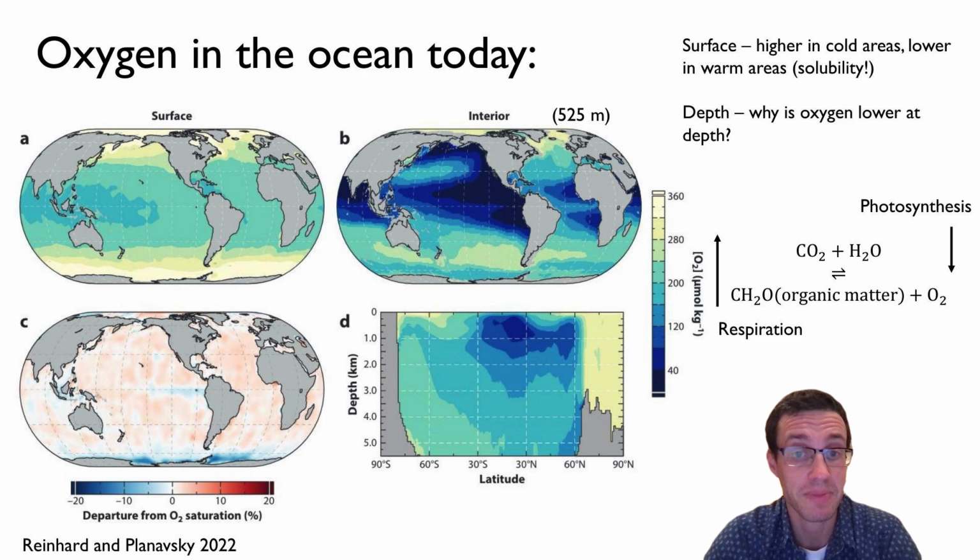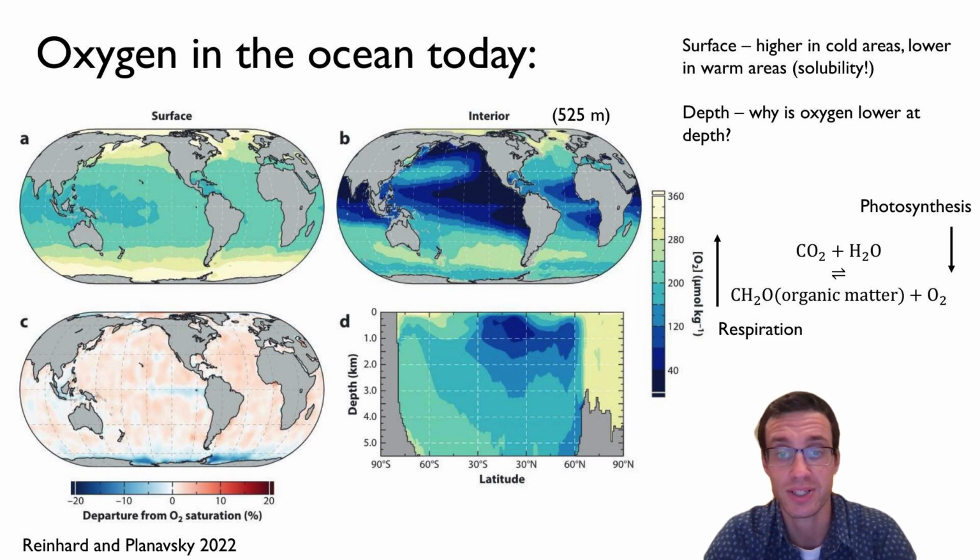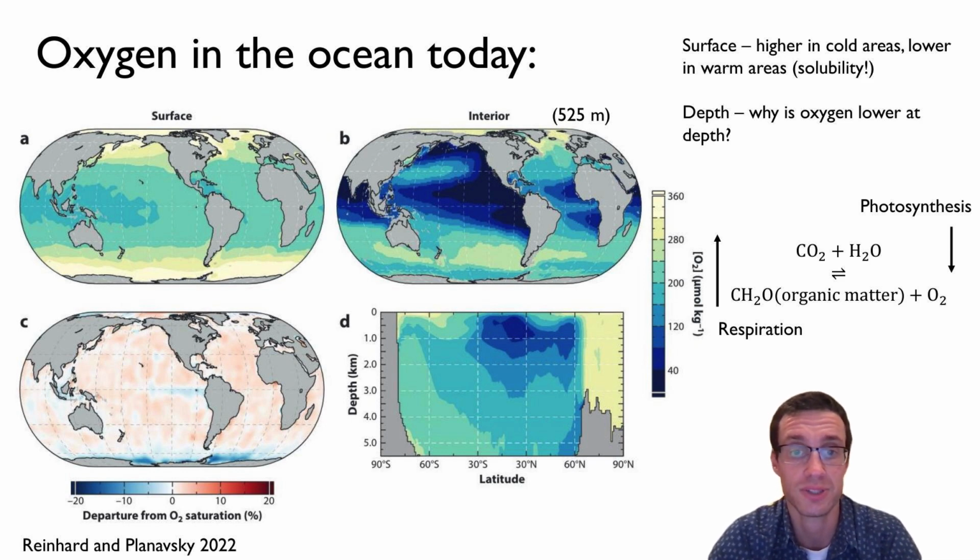Now that organic matter, some of it, your phytoplankton, your zooplankton, whales, they live, but then they die and they sink out. And as they sink out, that organic matter is broken down through respiration. Respiration breaks down organic matter and consumes oxygen, so that lowers your oxygen in the ocean interior. And so that gives you the lower oxygen at depth.